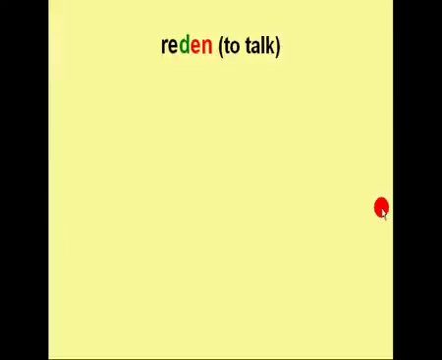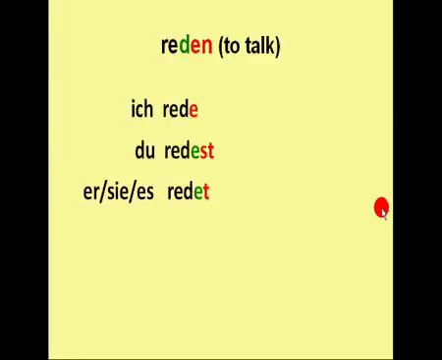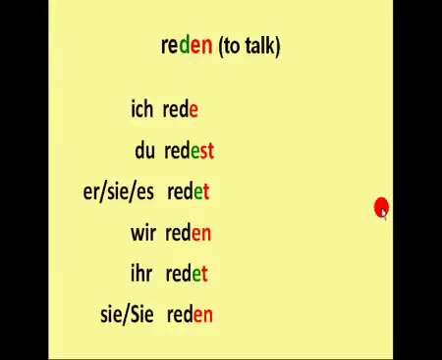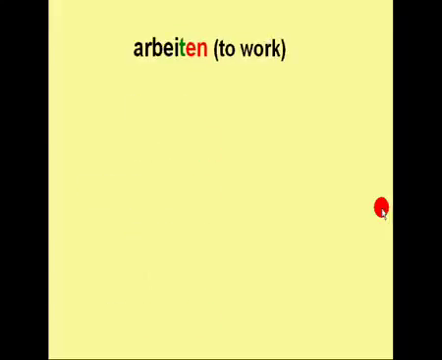So here is an example for a verb which ends on en but has a d before it. It's the German word reden, which means to talk. It's conjugated like that. Ich rede, du redest, er, sie, es redet, wir reden, ihr redet, sie reden. Then an example for a verb which also ends on en but has a t before it. It's the verb arbeiten, which means to work.